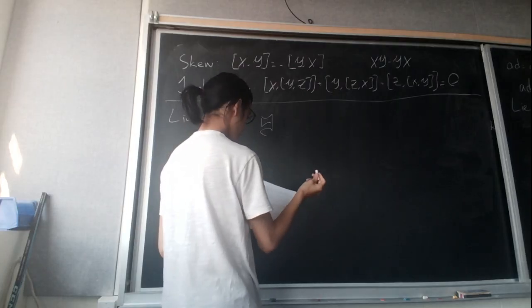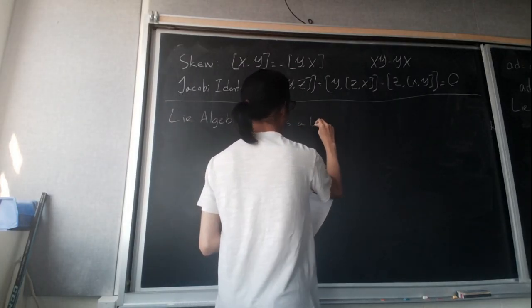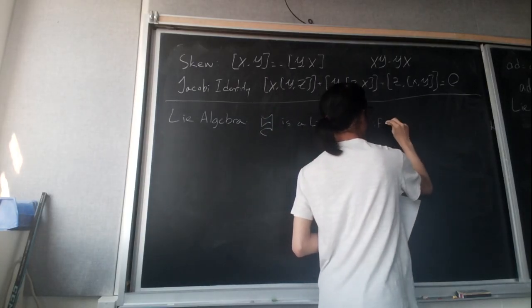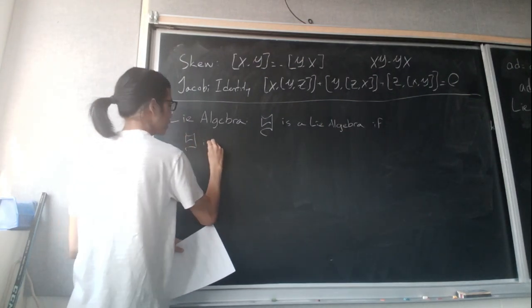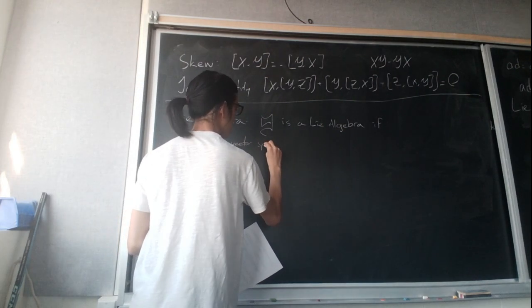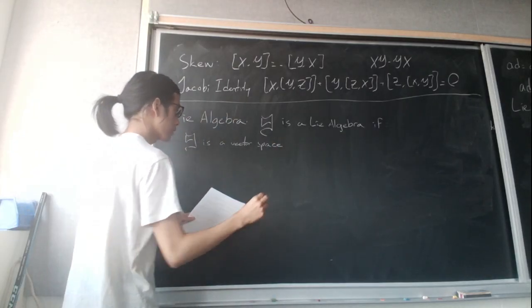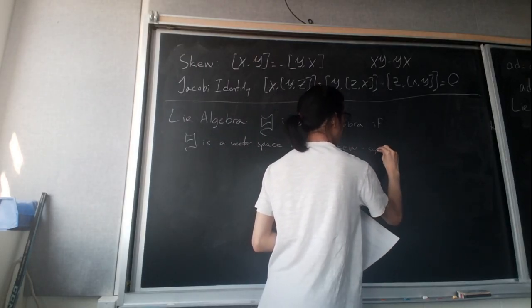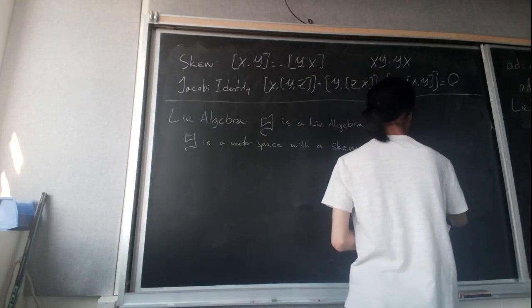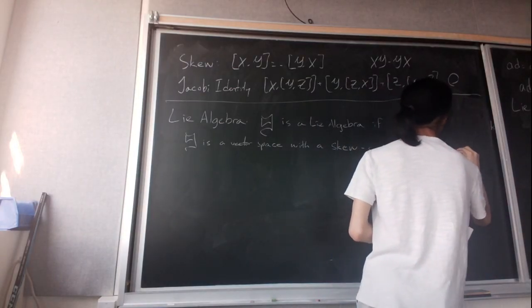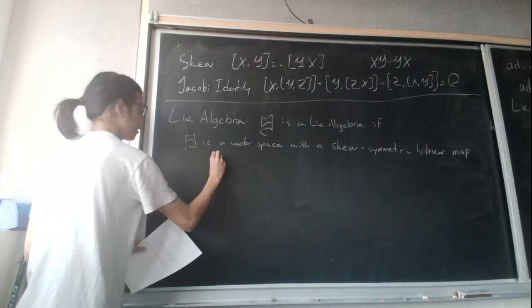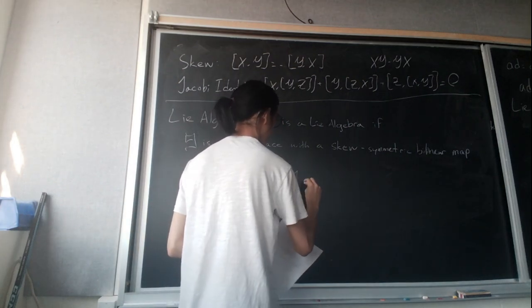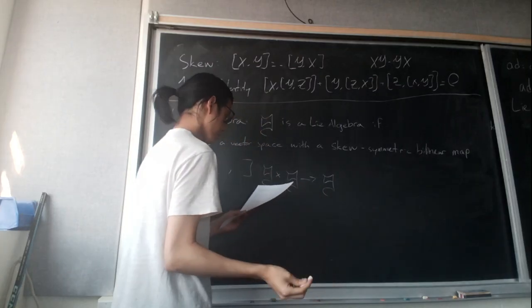Yeah, g is a Lie algebra if g is a vector space with a skew symmetric bilinear map, I wonder what I'm going to call it, bracket, into g.